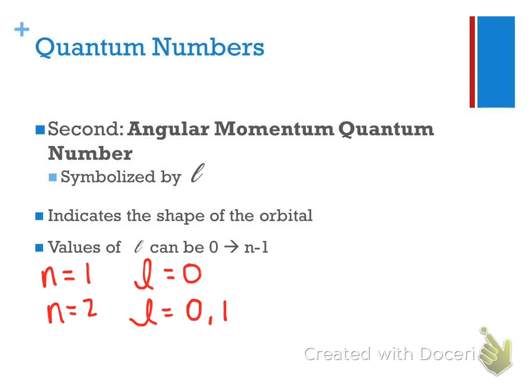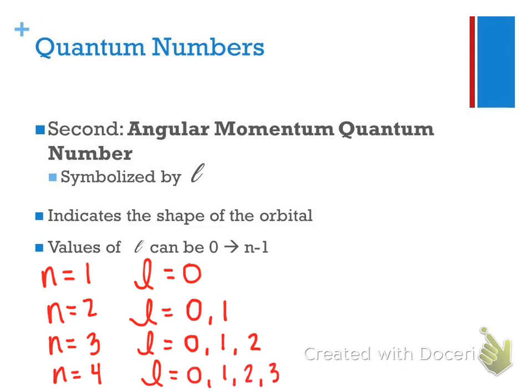If n equals 3, what are the shapes of the orbitals that we could have for the third energy level? Think about our third energy level. We can have s orbitals, p orbitals, and d orbitals. So s corresponds to a 0, p corresponds to a 1, and d corresponds to a 2. Do we see what pattern is happening? The last one I'm going to show you is that if n equals 4, then L could equal S, P, D, and F orbitals. We could have any of those versions.